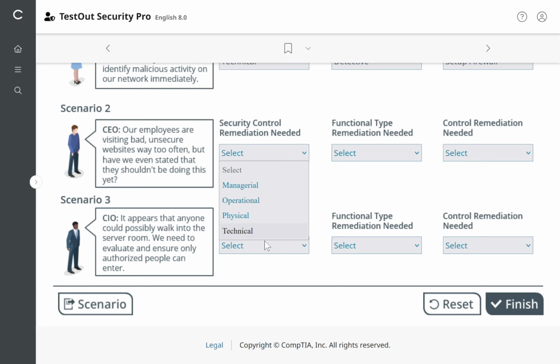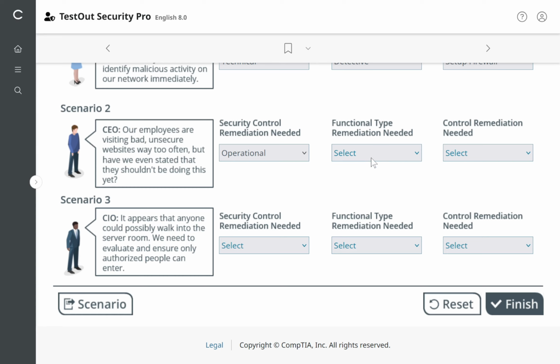So a manager would try to, let's say, enforce those policies. But who are these people who are accessing those unsecure websites? They are employees. So employees, they run the day-to-day activities of a company, and employees fall under the operational security control. Okay, so if you want to address this with employees, we will choose operational security control.